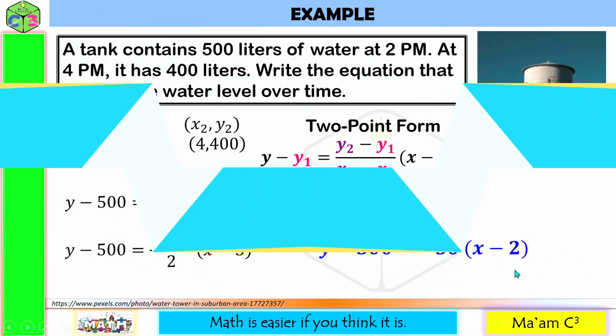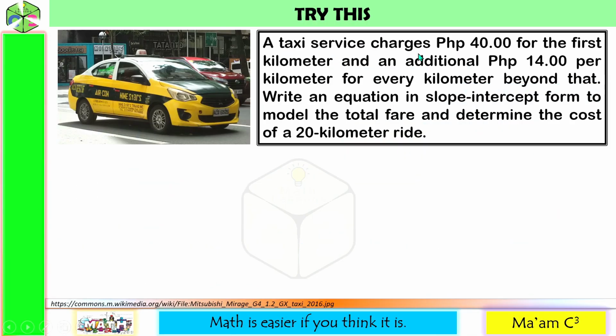Let us try this. A taxi service charges 40 pesos for the first kilometer and an additional 14 pesos per kilometer for every kilometer beyond that. Write an equation in slope-intercept form to model the total fare and determine the cost of a 20-kilometer ride.